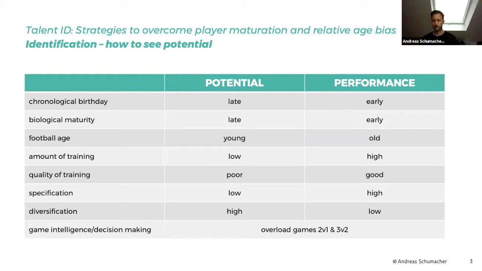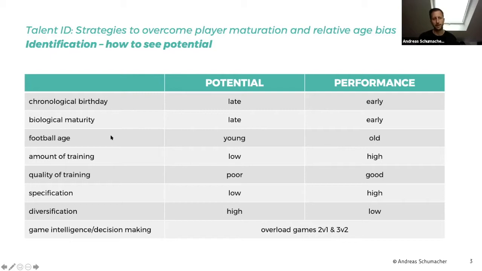see potential for our scouts. For sure, what we can see is a chronological age, the birthday. Is he born late or early in the year? Then there are some signs, even without measuring, about the biological maturity. Is there a lot of muscles on that little kid? Is he grown up high? And so then, if there's potential, that might be late. If you look only at performance, it might be early. So you give it a different mark for that kid.